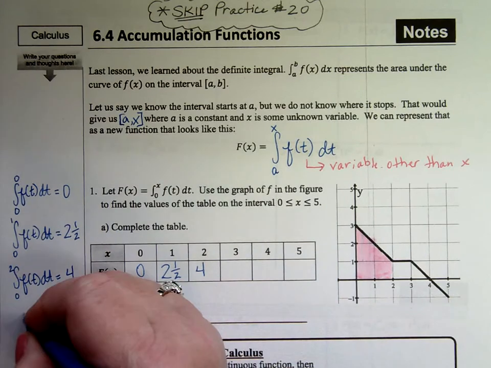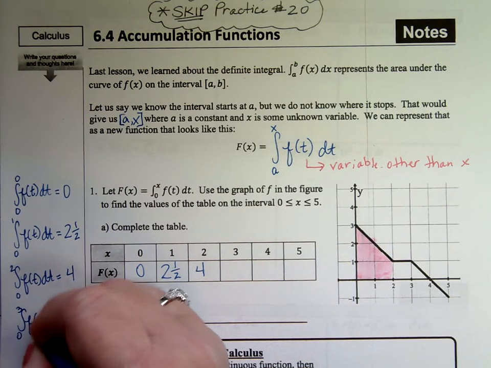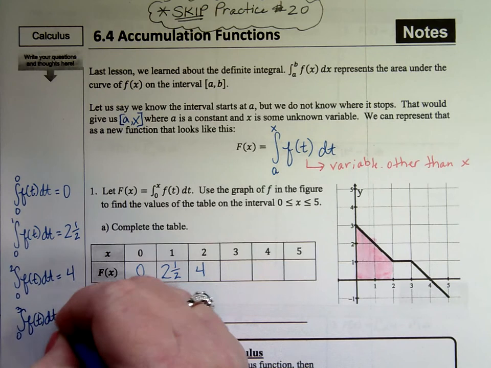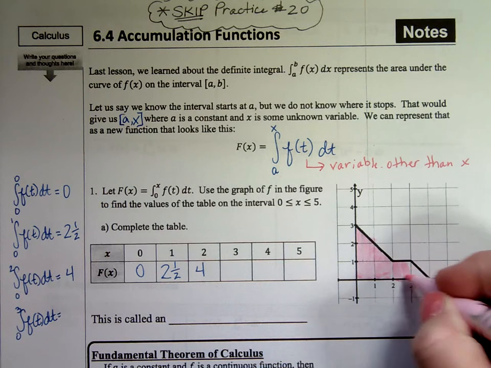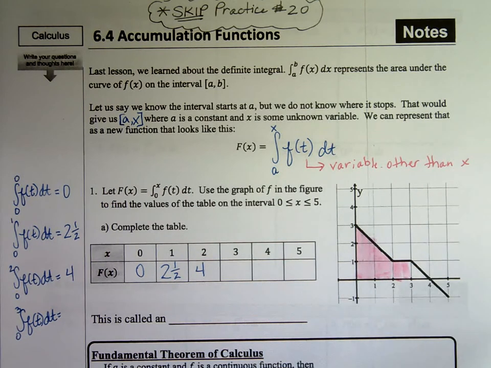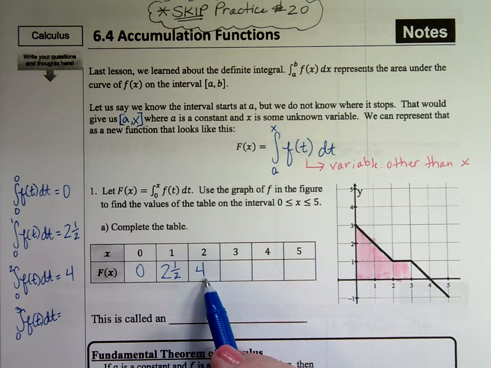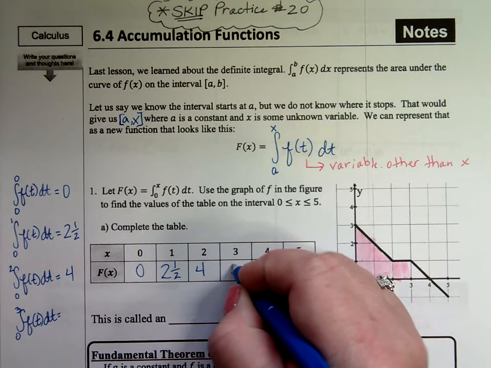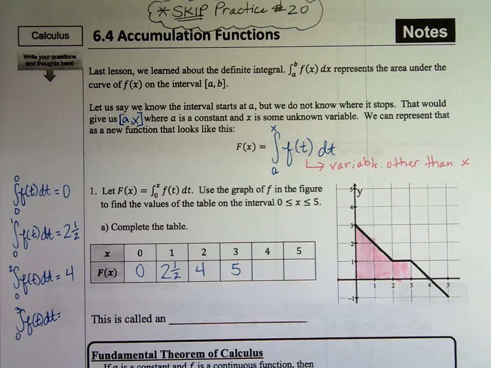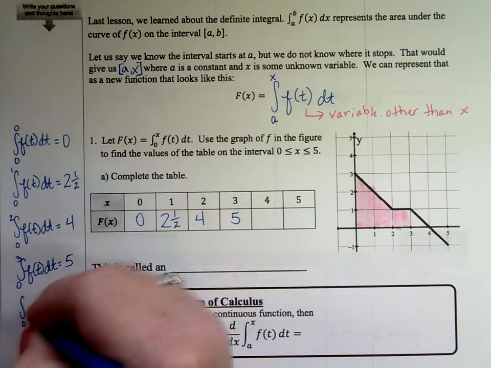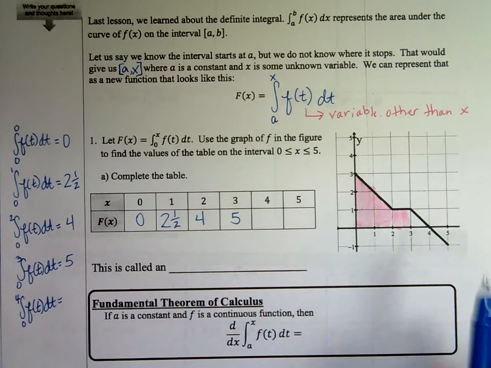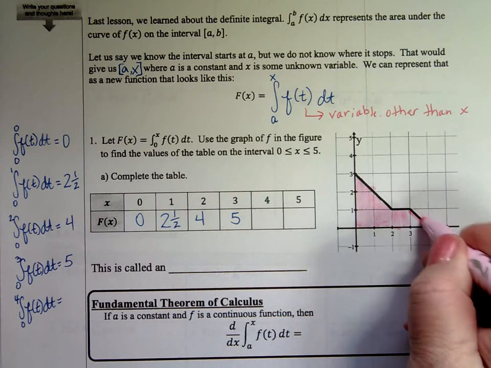Next one, my x is 3. All right, now I'm adding on this piece. So I'm adding on one more box. Now I was at 4, I'm adding one more box on, now I'm at 5. All right, next one. Now I'm making my integral go from 0 to 4. And now I'm adding another half a box on. So now I'm at 5.5.